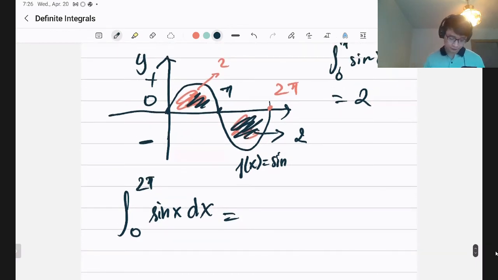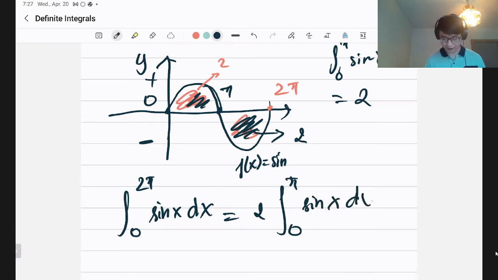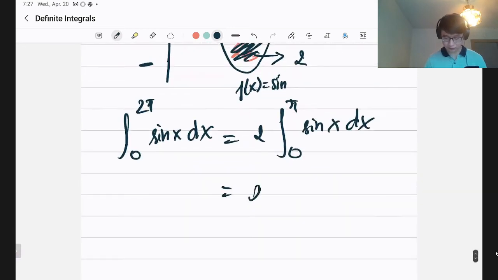The problem here is that we always recognize the symmetrical area, where one is positive and the other is negative, but they are the same area. This is when this property can kick in, and so I can write, I'm measuring from 0 to pi of sine x dx, which is equal to 2.